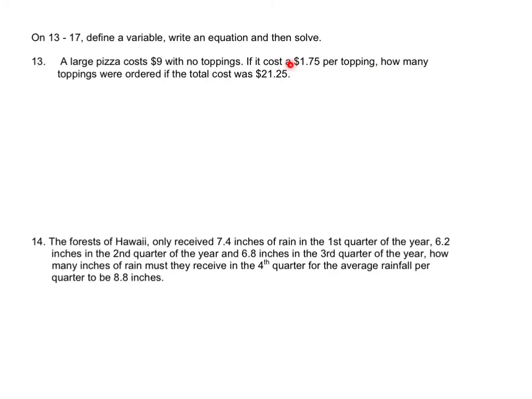So if I'm going to set this up, I would say that it's $9 for the pizza plus $1.75 per topping. All right. And together, it says the total cost was $21.25. Okay, so this would be how we would set it up using algebra.